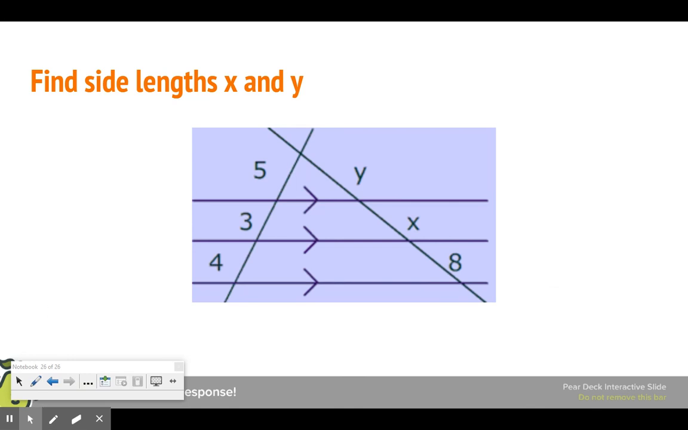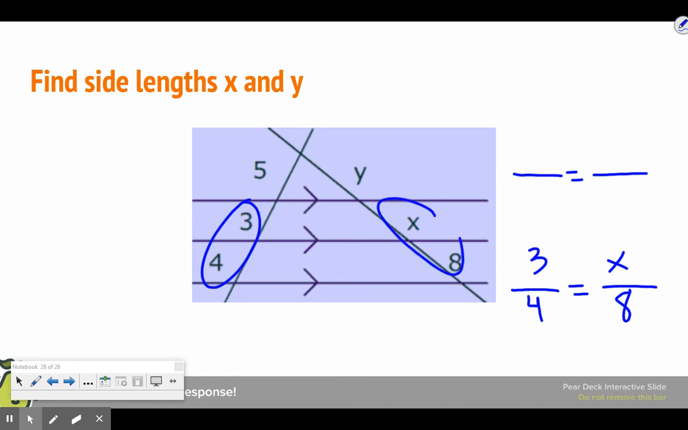Last, we got to find x and y. This is our second conjecture. We're going to need two different proportions. Okay, I'm first going to use 3/4 and x over 8. Okay, because these two will be proportionate to these two. Okay, 8 times 3 divided by 4, x ends up being 6.